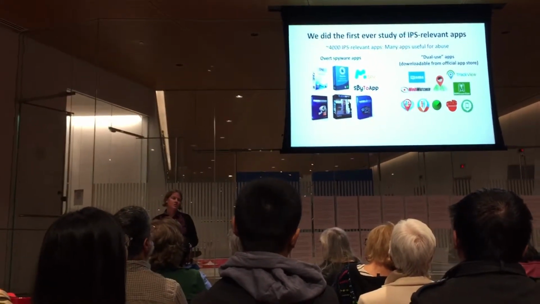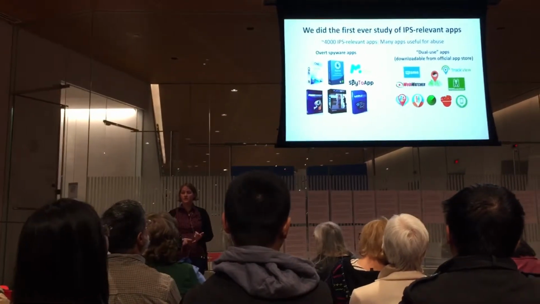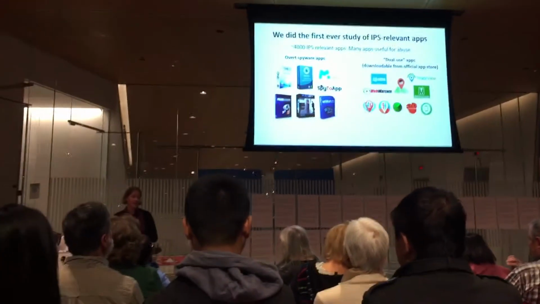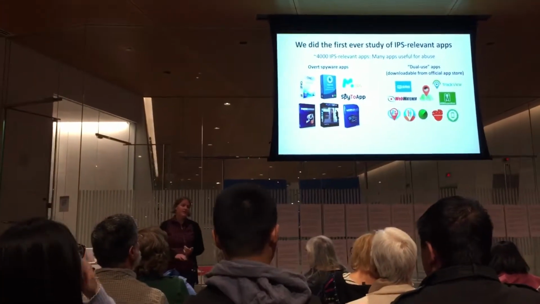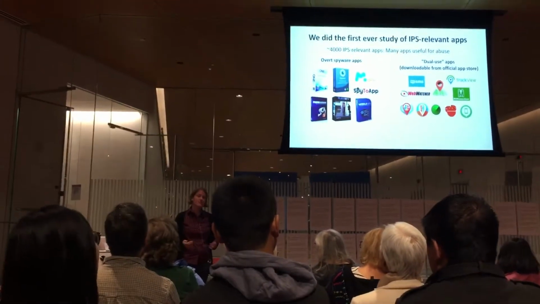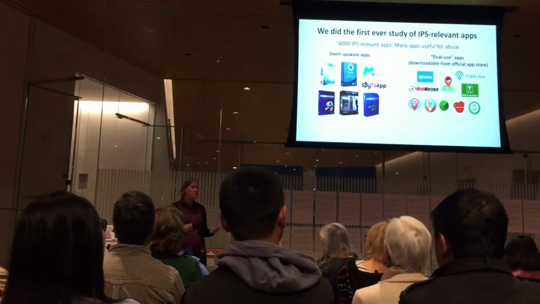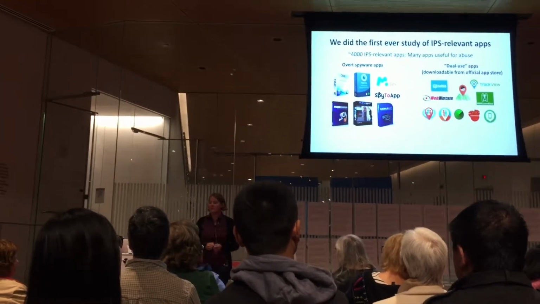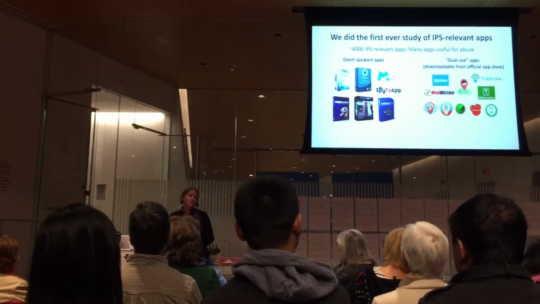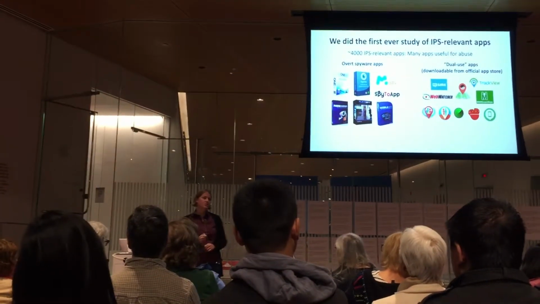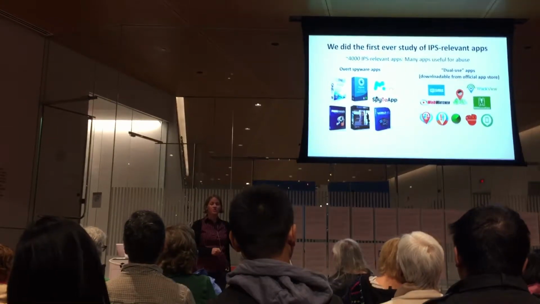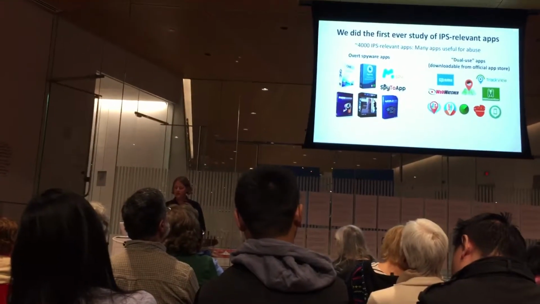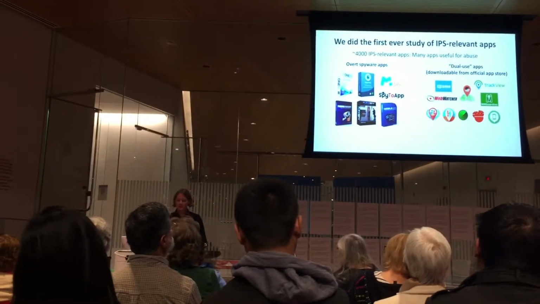Dual-use applications are mostly available from the official store, so the Play Store or the App Store for Apple. Many of them have a legitimate use. These are things like Find My Friends or apps for tracking your children, parental control, but they can be easily repurposed by abusers to instead track their victims or control and monitor their victims. And so this is a very big complication that we have to be able to deal with.